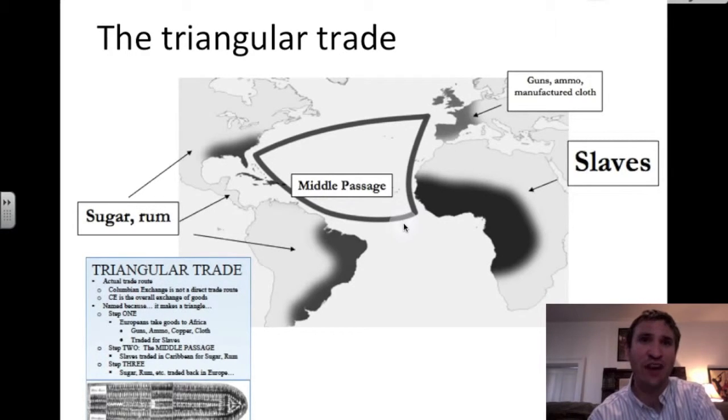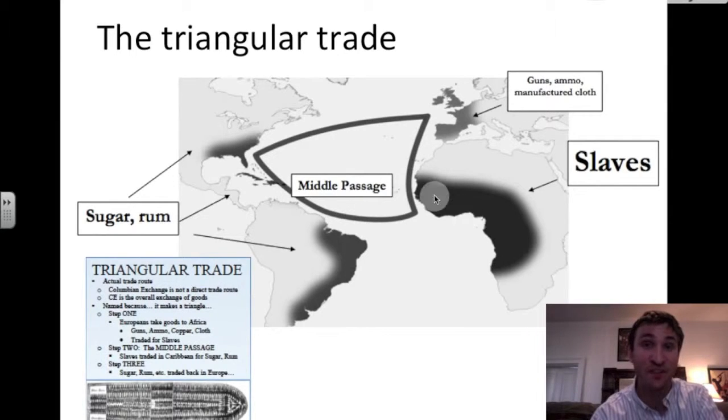Now let's take the triangular trade step by step, starting in the continent of Europe, which is shaded here. Europe trades to Africa guns, ammo, and manufactured cloth, mostly in Western Africa because they can reach this coast most easily by ship.